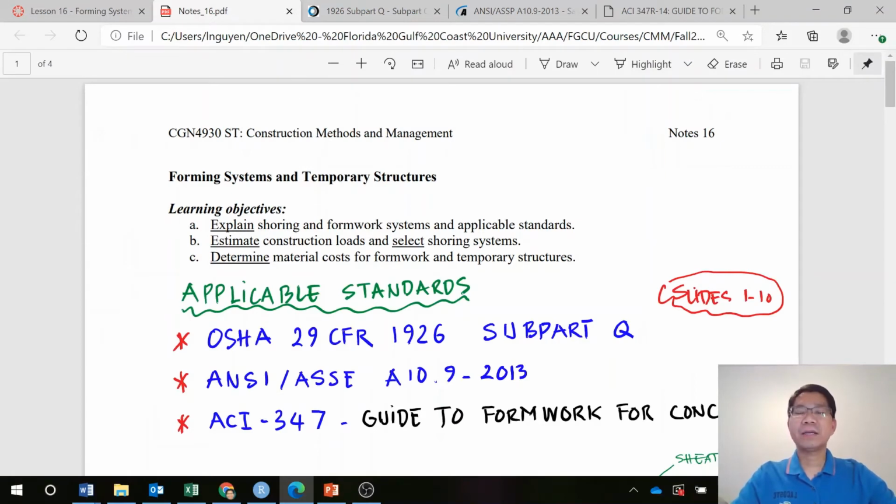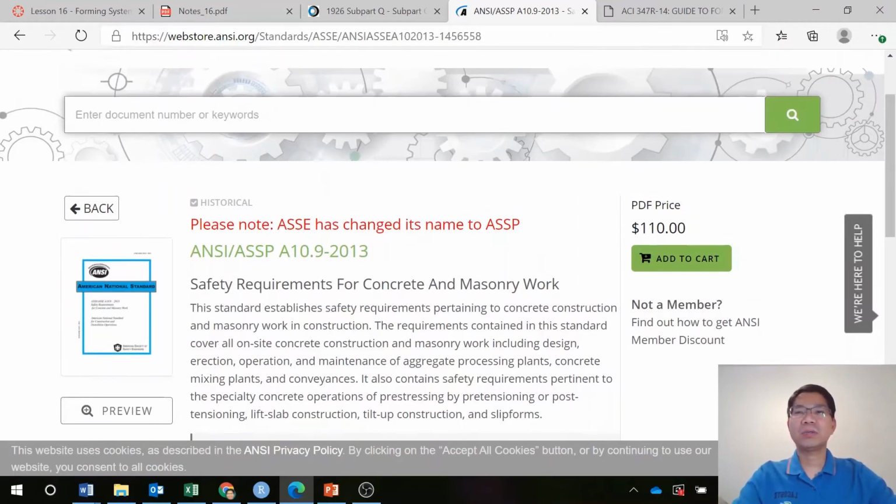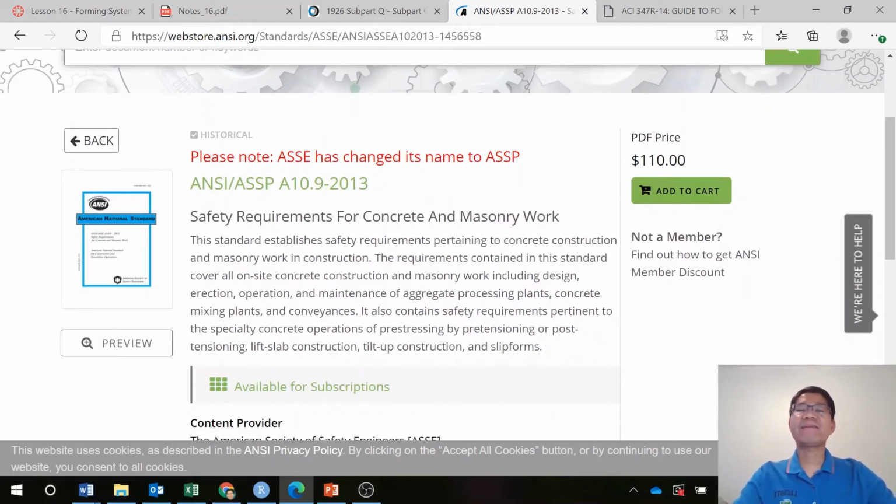The second applicable standard and regulation is ANSI, American National Standards Institute, and ASSE, American Society of Safety Engineers, and the standard number is A10.9, the current version 2013, and of course it's updated every several years. You can see that this one is about the safety requirements for concrete and masonry work. So it's very important to be concerned about safety during concrete construction work, especially with the formwork and temporary structure.